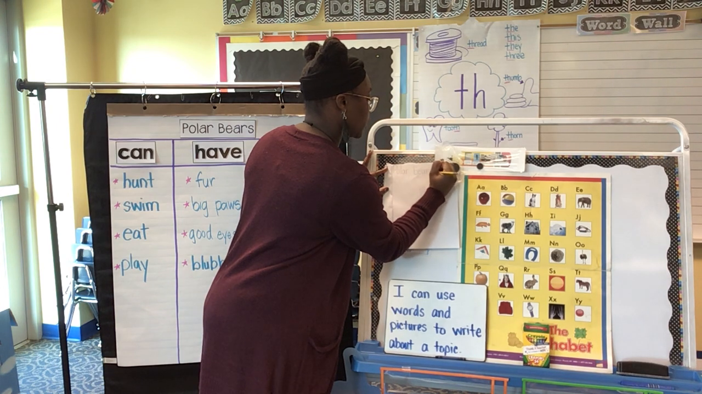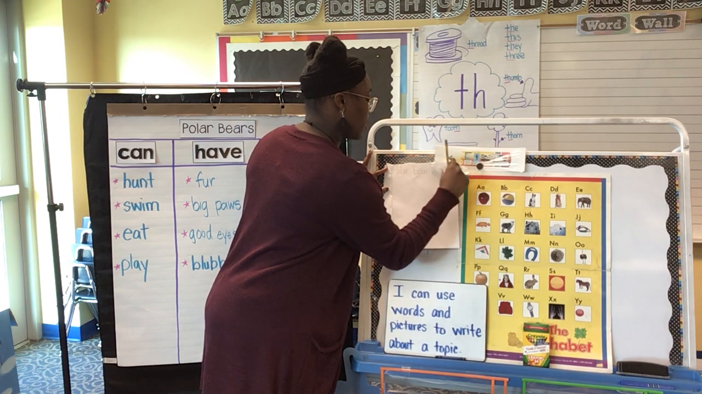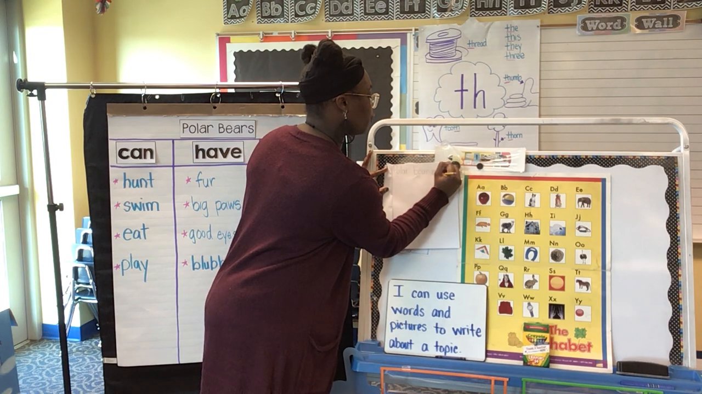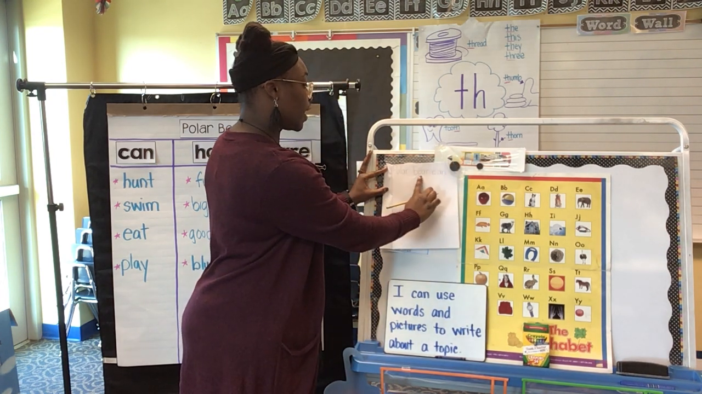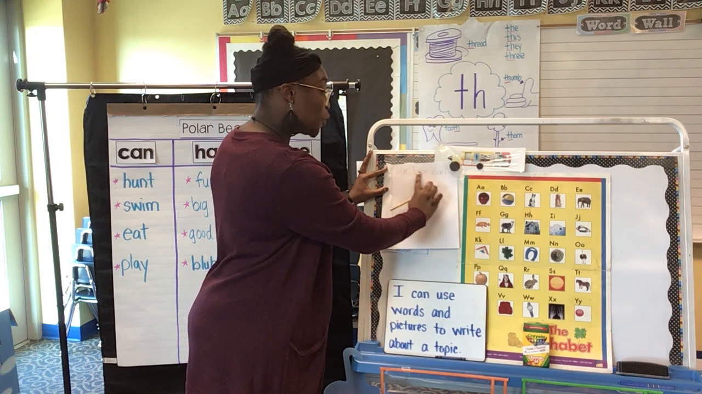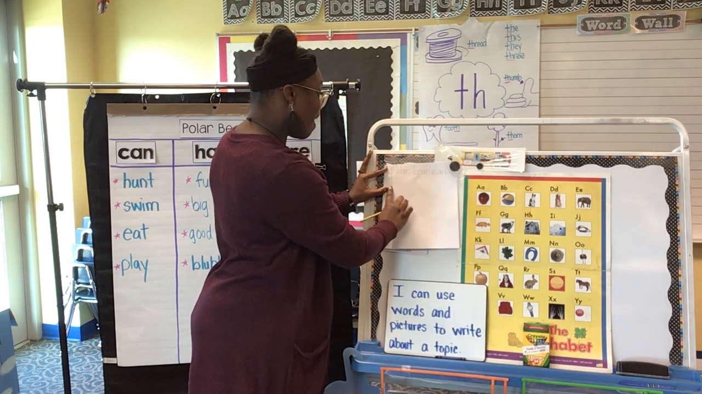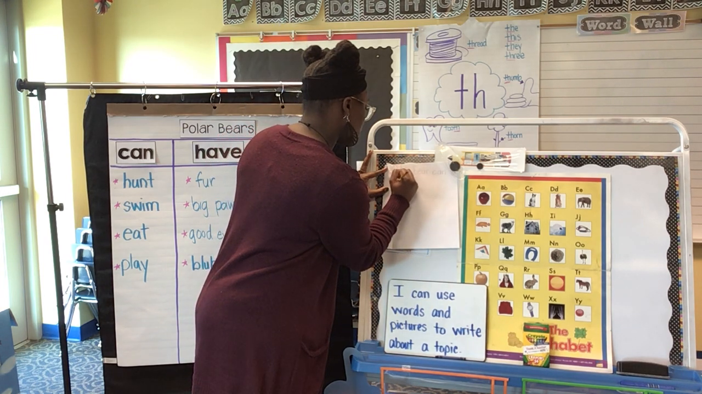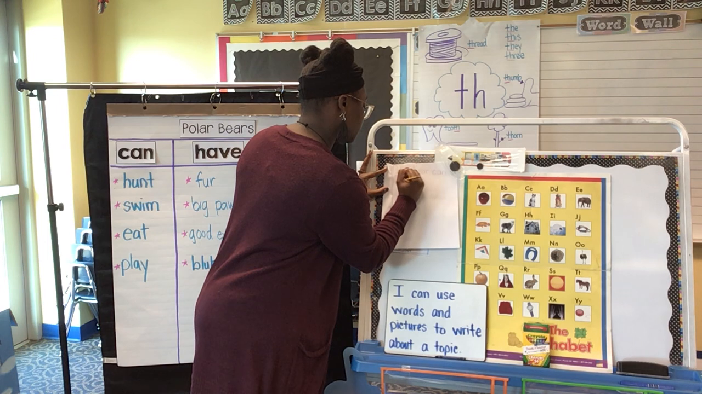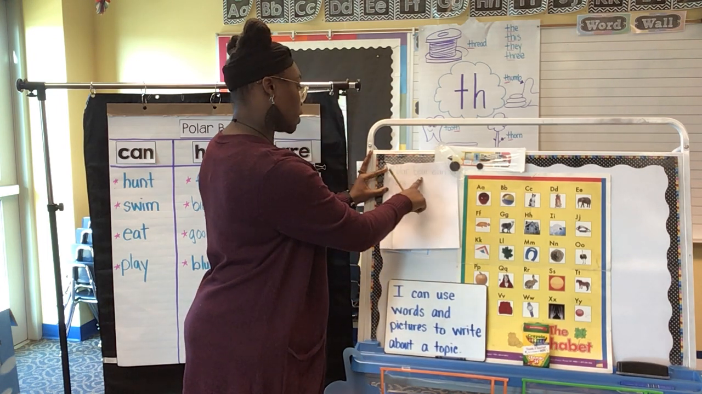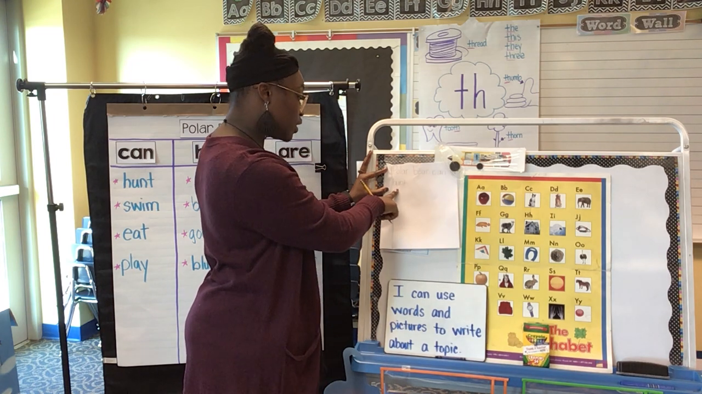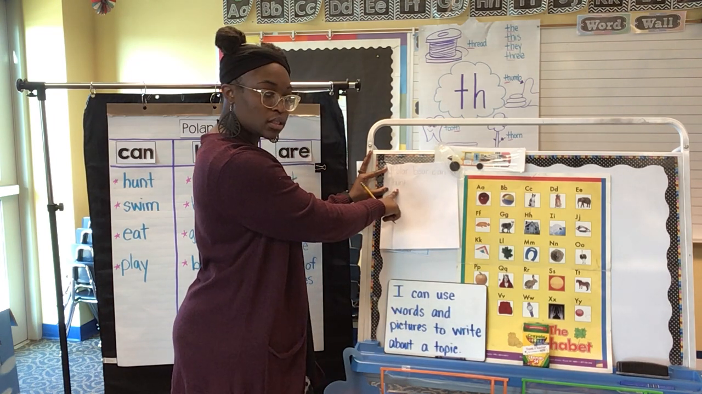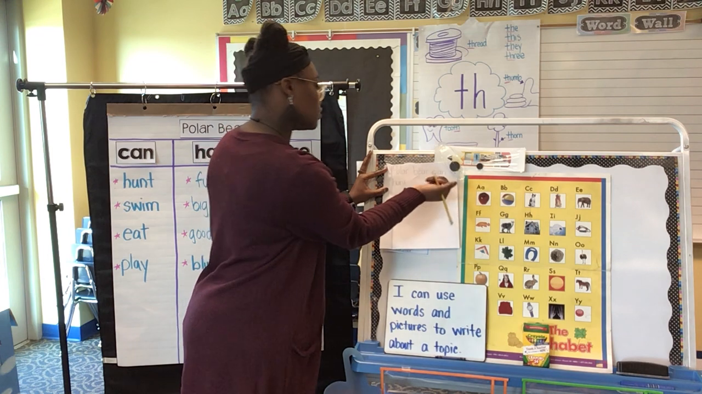Polar bears can, I think I'm going to do polar bears can hunt for food first. So I have polar bears can, polar bears can hunt. I'm going to stretch that word out. Hunt. Okay, now I see polar bears can hunt. Do you remember what I had next? For, that's a sight word.